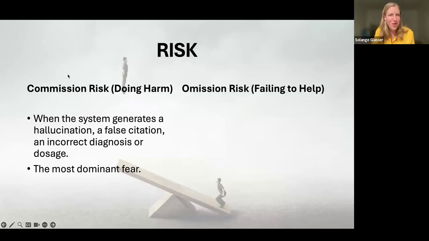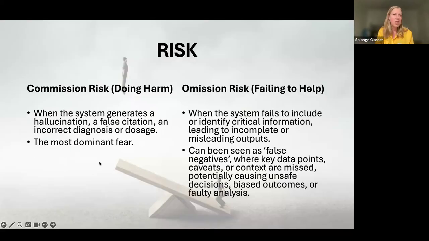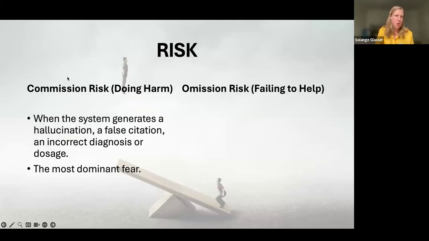For anyone here on the call who is involved in teaching or tutoring students at university, you'll know that commission risk is huge, right? We're often faced with papers that have hallucinations in them, stuff that's just been made up, or false citations, so papers that simply don't exist. So that's commission risk, and I think we're all quite aware of what that is.